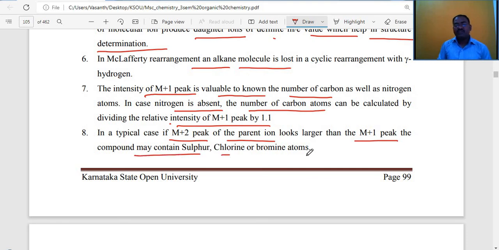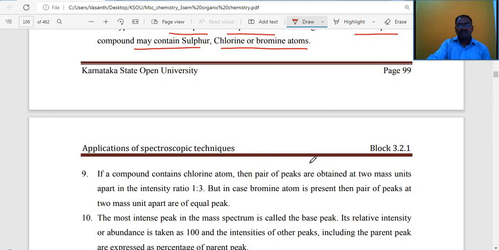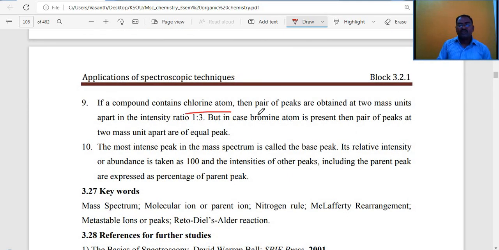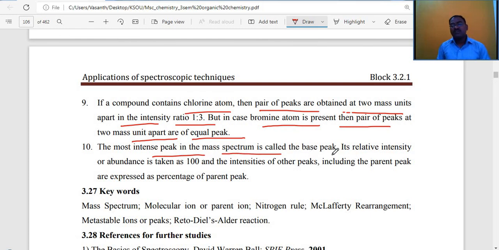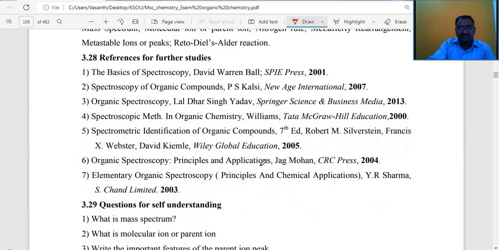the compound may contain sulfur, chlorine or bromine atoms. If a compound contains a chlorine atom, then a pair of peaks is obtained two mass units apart in the intensity ratio 3:1. But if a bromine atom is present, then the pair of peaks two mass units apart are equal in intensity. The most intense peak in the mass spectrum is called the base peak. Its relative intensity or abundance is taken as 100, and then the intensities of the other peaks, including the parent peak, are expressed as a percentage of the base peak.